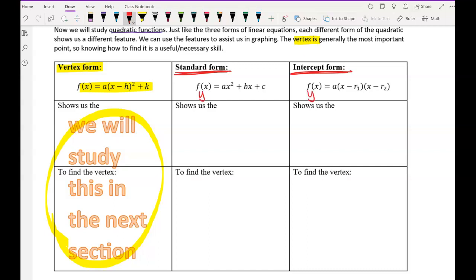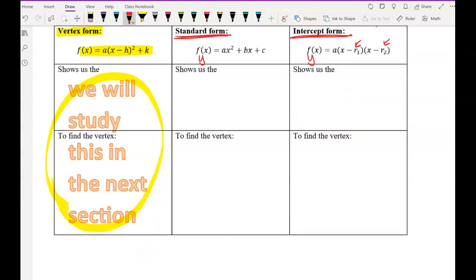Intercept form, students, really important that you also write this down. Sometimes we call this the factor form, okay? Because if you hear me say factor form or intercept form, they are exactly the same. Now, intercept form is y equals a times the quantity of x minus root 1, okay? And then times the quantity of x minus root 2. Now, each form gives us unique features, right?